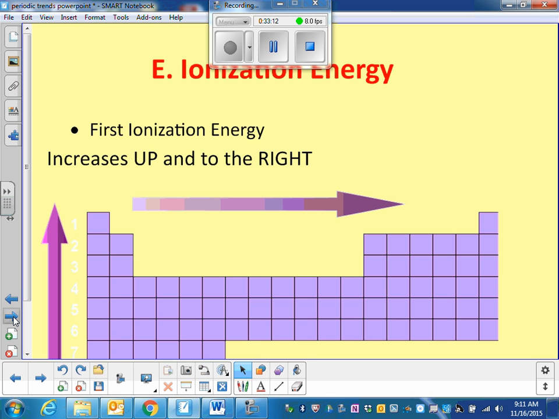What do you think will happen as you go across, as it gets smaller and smaller? What will happen to ionization energy? The energy required to pull the electron out. As it gets smaller and smaller, what happens to ionization energy? Do you require more energy or less energy? More or less, as it gets smaller?